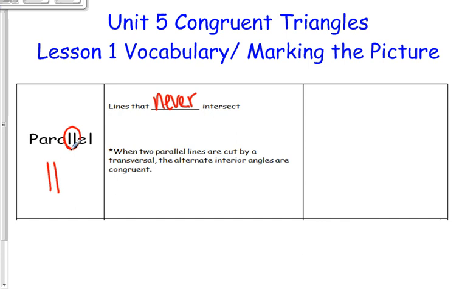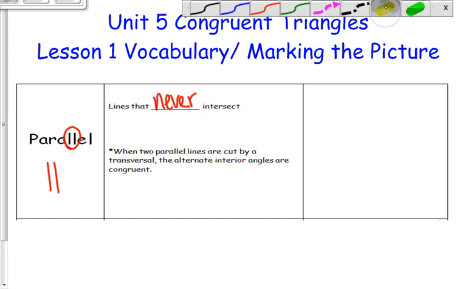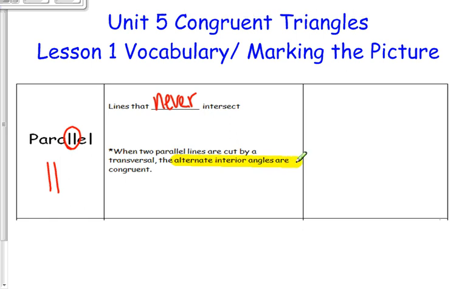When two lines are parallel, we're looking specifically for the alternate interior angles being congruent. And they form that letter Z. That's what we're really looking for. So anytime they give you the clue of parallel, you are looking for alternate interior angles being congruent.